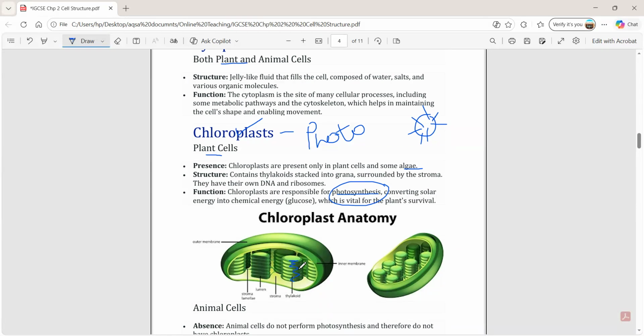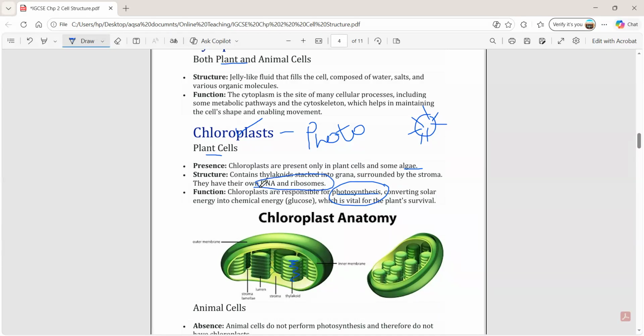Thylakoids. What do we call them? Thylakoids. Yes, these are the thylakoids stacked into the grana, and this is surrounded by a layer. What do we call it? The stroma. Okay, and the chloroplast has its own DNA and ribosomes.